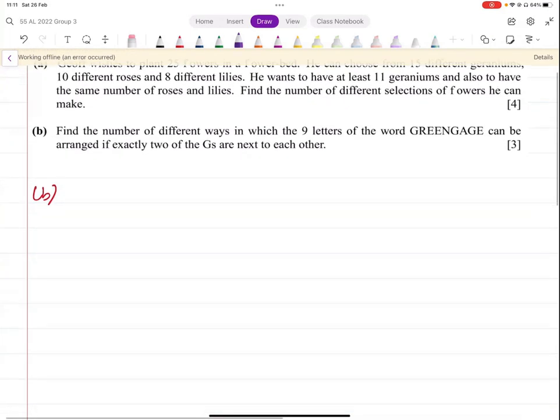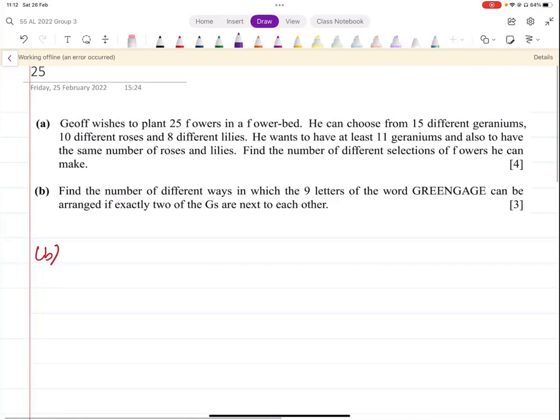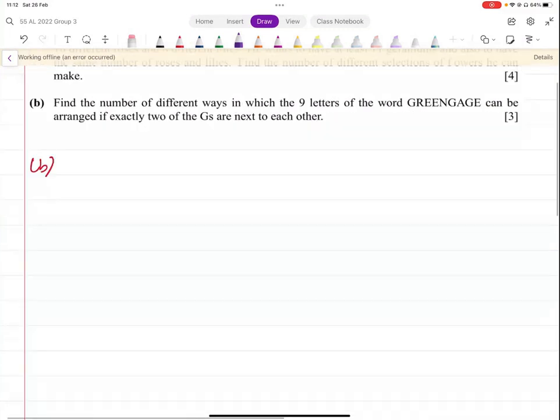So let's start with that. We're looking at the second part of question number 25, part B. We need to find the number of different ways in which the nine letters of the word GREEN GAUGE can be arranged if exactly two of the G's are next to each other. So we want exactly two G's next to each other.